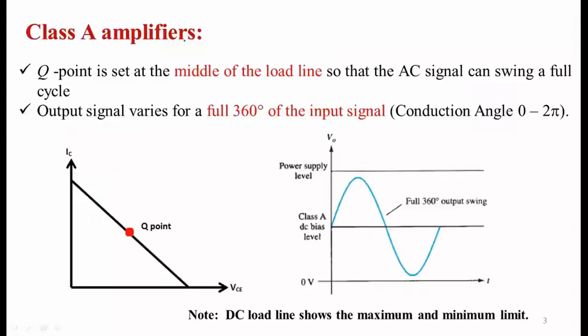In Class A amplifiers, the Q point is set in the middle of the load line. Here we can see that the Q point is set in the middle of the load line so that the AC signal can swing a full cycle in the output. The output signal varies for a full 360 degrees of the input cycle, as we discussed in our last session.